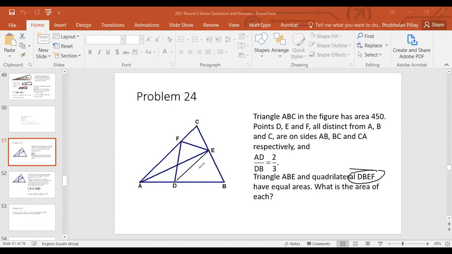So now we give names to the areas of these triangles, okay? Because we are told that the area of a triangle is equal to the area of a quadrilateral. So I'm going to call this A, B, C, D, E, F. Let's give names to all these things. Now we are given that the area of triangle ABE, ABE is made up of three triangles, A plus B plus C. And that is equal to the area of quadrilateral DBEF.